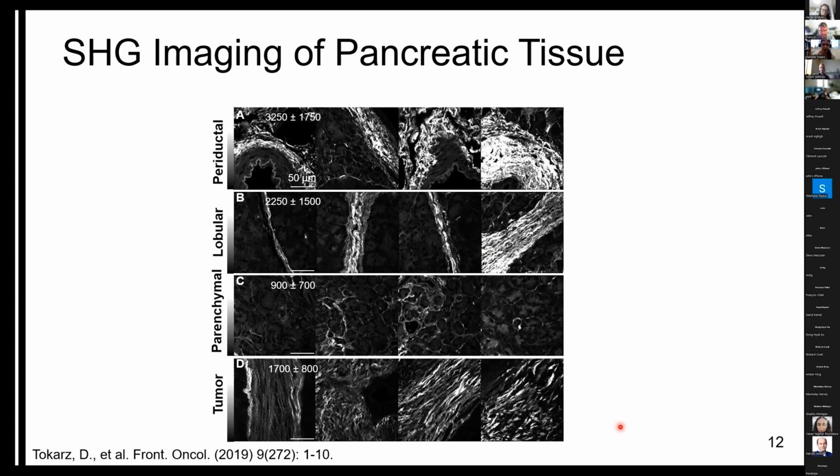So in order to compare SHG intensities to one another, circularly polarized light was used here. From these images, we see that the SHG intensity of tumor tissue is less than periductal and lobular collagen, but greater than parenchymal collagen. However, a significant difference was not achieved. Therefore, we cannot rely on SHG intensity of collagen alone to be used as an indicator of disease. Instead, we measure the ultrastructure of collagen in normal and cancerous tissue using PSHG.